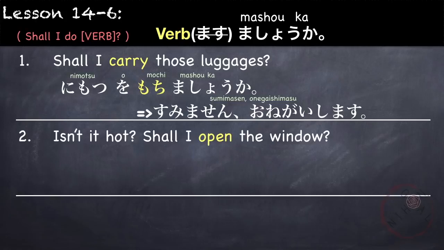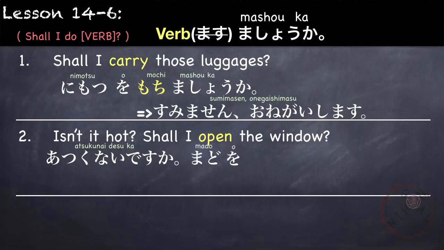Another example, isn't it hot? Shall I open the window? Isn't it hot is 暑くないですか? So it could also mean aren't you hot or isn't it hot? Shall I open the window? 窓を open is 開けます。開け so we remove ます and add ましょうか。暑くないですか? 窓開けましょうか?